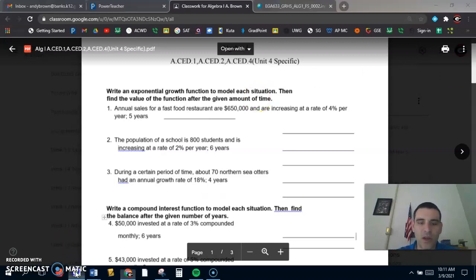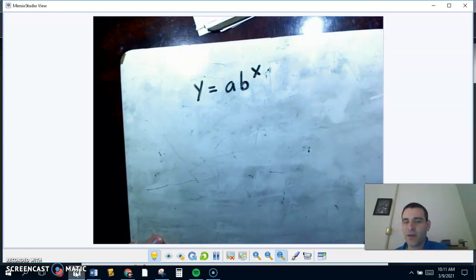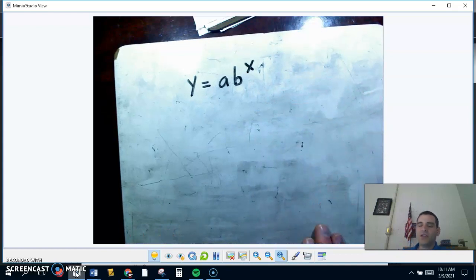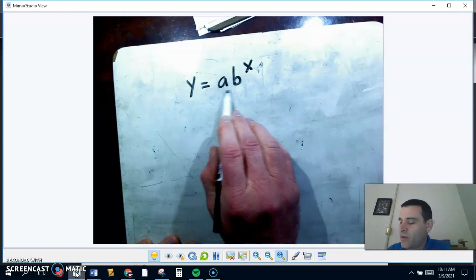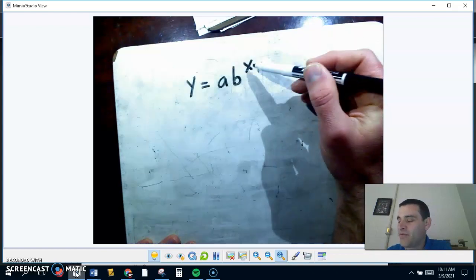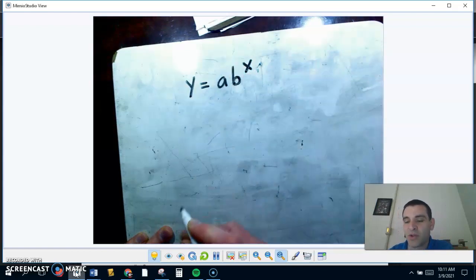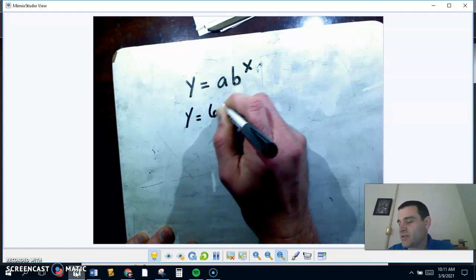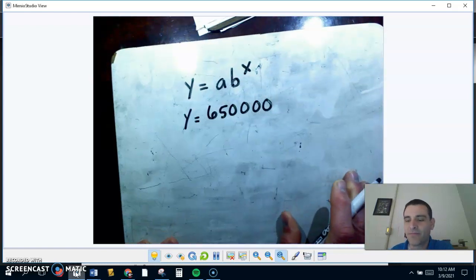Okay, so on my board here, I wrote down that equation we saw in the formula sheet, and in this situation, you have $650,000, what you start with. You can identify an exponential equation by its appearance: it has a variable in the exponent. The number in front, the a value, is always what you start with, or what you currently have. So in this case, it's going to be $650,000. You need to know that the a value is what you start with.